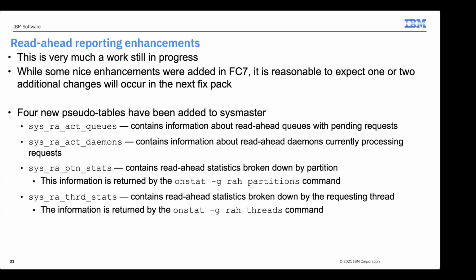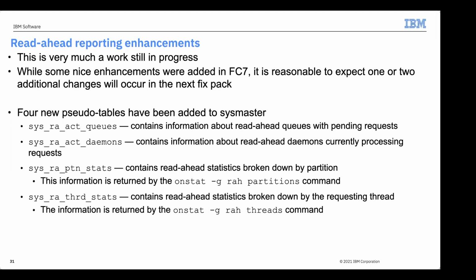So what did we do? We added 4 pseudo tables to the SysMaster database. And these pseudo tables contain information about various aspects of read ahead functionality. For example, what the queues look like, how many daemons are running, read ahead statistics broken down by partition, as well as broken down by thread. And there are two specific new Onstat commands that allow you to isolate either the partition or the thread information in general.